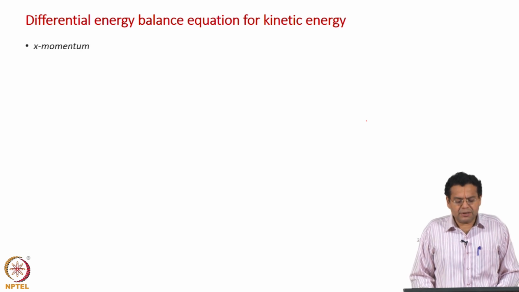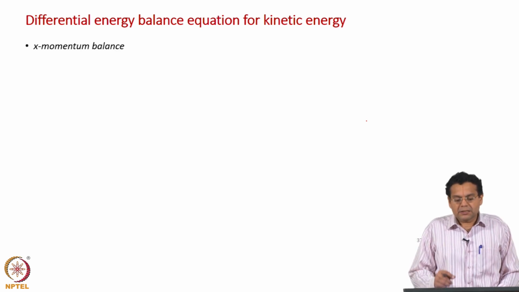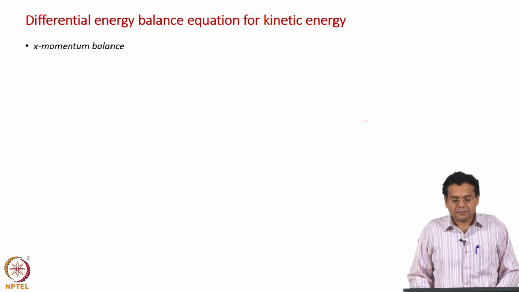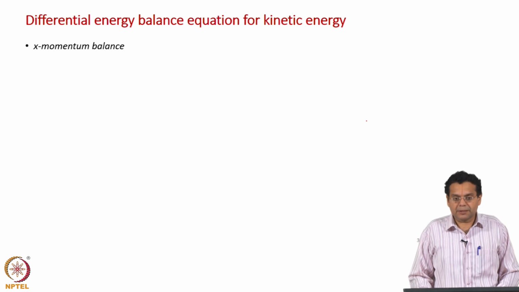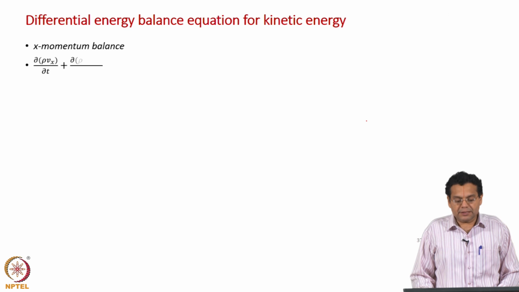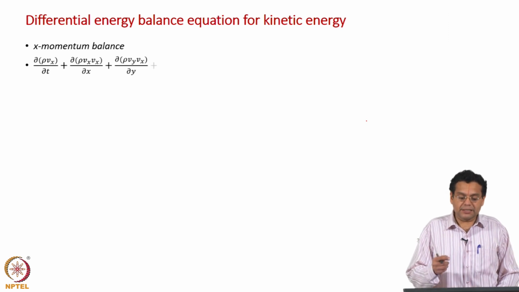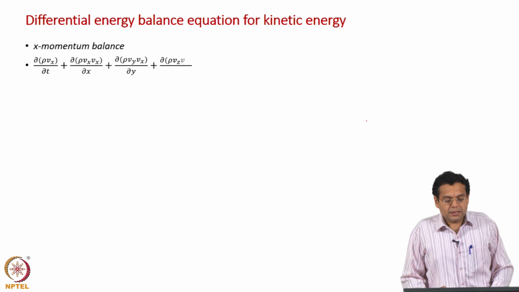I said separate equation, the reason is that this equation comes parallelly, not sequentially, from the previous equation, which means that the starting point for this equation is different. The starting point is the linear momentum balance. So, let us write the x component of the linear momentum balance equation, and let us see how we derive the differential energy balance for kinetic energy from the linear momentum balance equation.